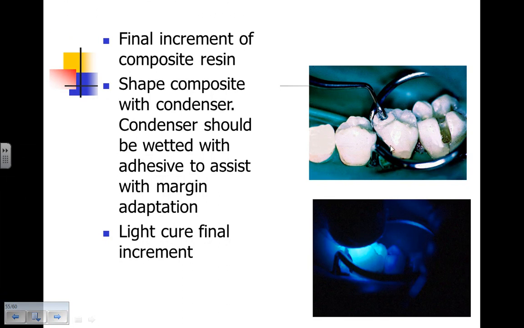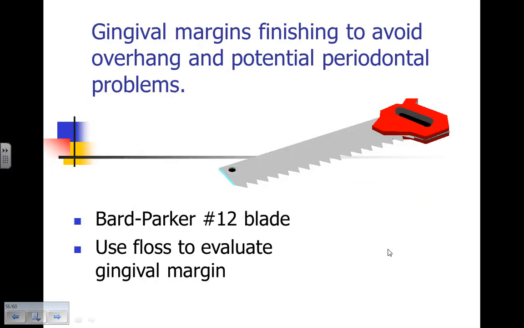Here's my second increment being placed for the entire occlusal. The light cured, and I'm keeping the light as close to the tooth as possible. And over, in this case, the mesial, I'll need to light cure the distal separately. One of the problems is you can still have gingival overhanging margins and potential periodontal problems.